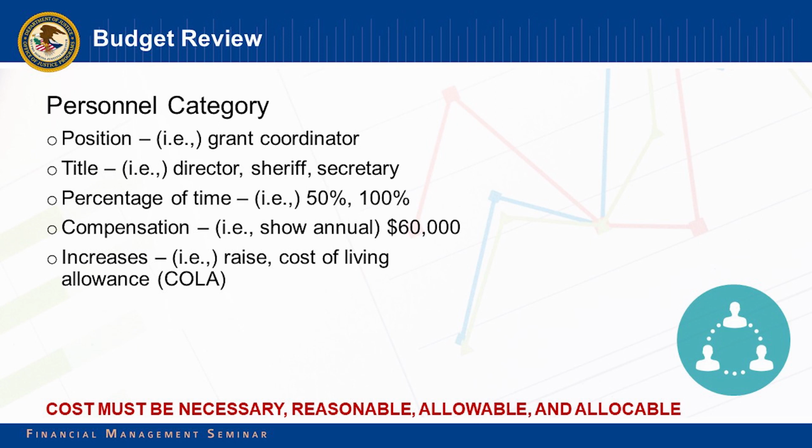Are they going to be 100% on this particular grant or program, or are they only going to be part-time on this particular program? One thing you need to be mindful of, if your organization currently pays a cost of living allowance or a COLA or a pay increase, you need to make sure that you include that within the personnel category as well. And one thing you'll hear me mention throughout this presentation is all your costs must be necessary, reasonable, allowable, and allocable to your grant program.